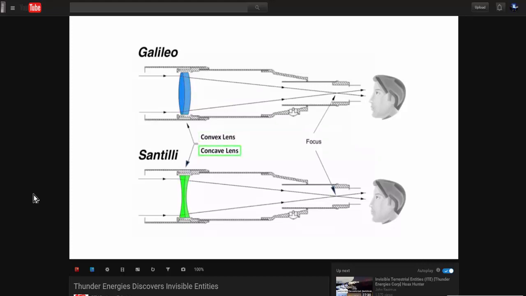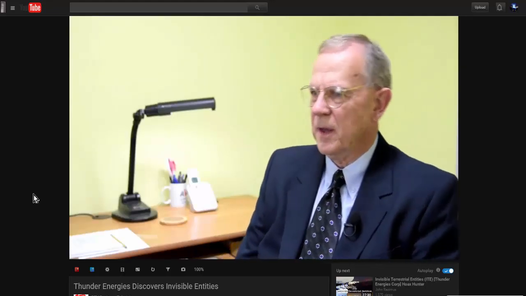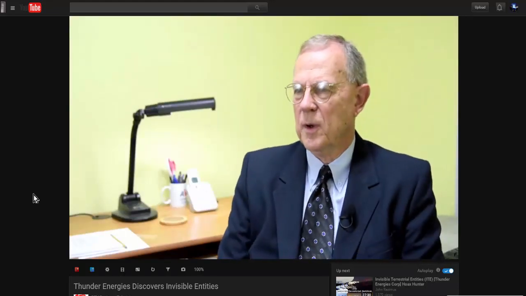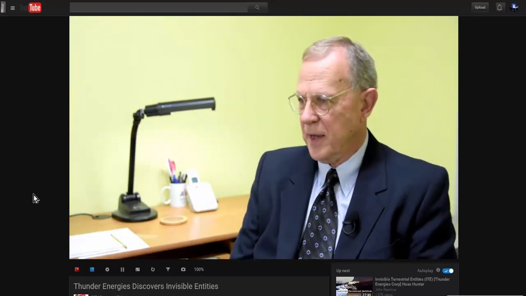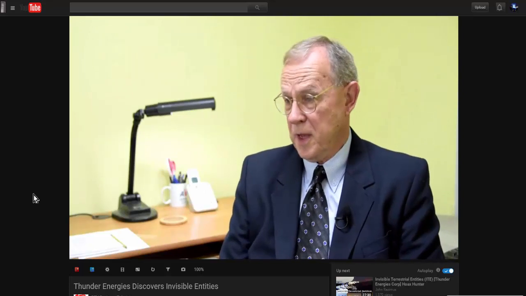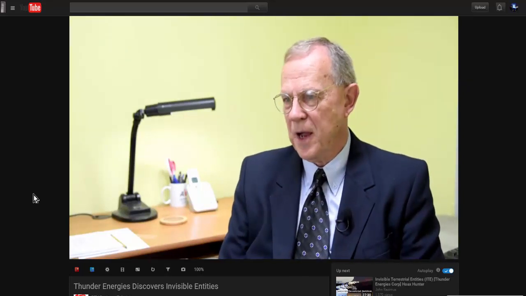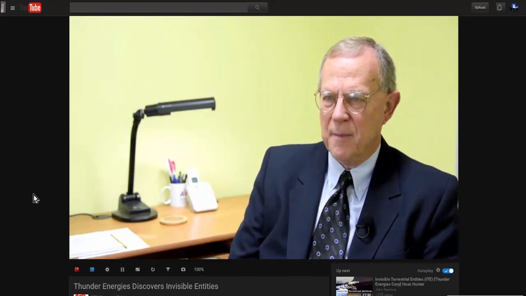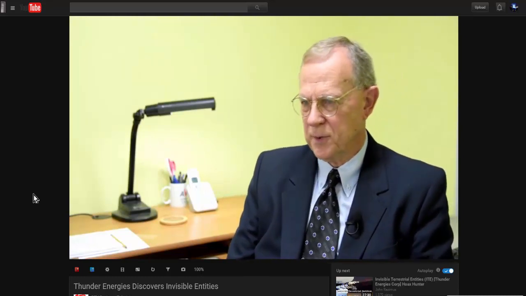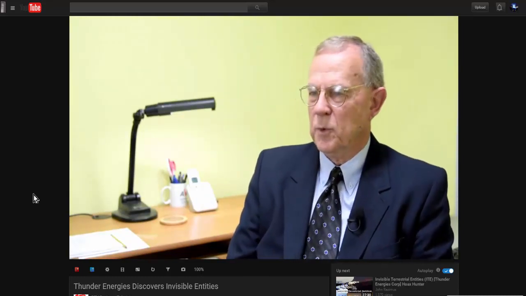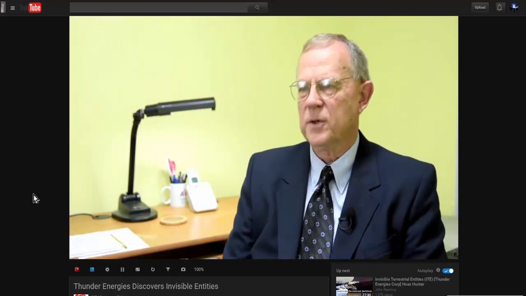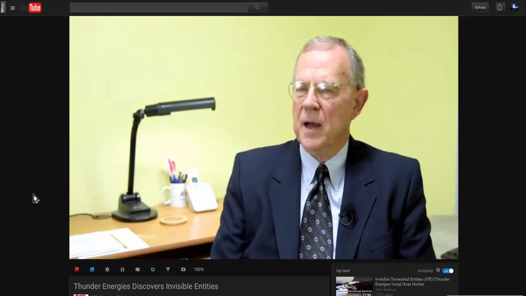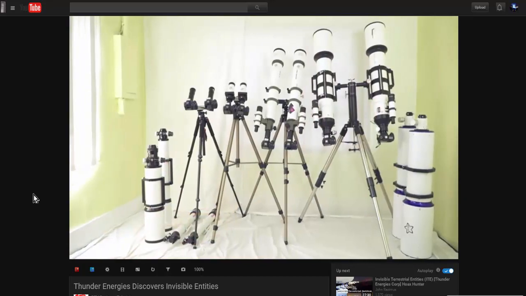Now, when ordinary light passes through the Galileo telescope with the convex lens, that lens focuses the light and can be recorded, or the image recorded, by a digital camera. Should antimatter light pass through the convex lens, it would merely be dispersed along the walls of the telescope and not be focused at all. Now, the exact opposite happens with the Santilli telescope.